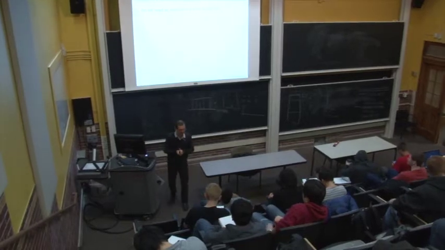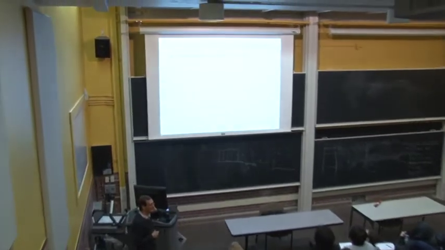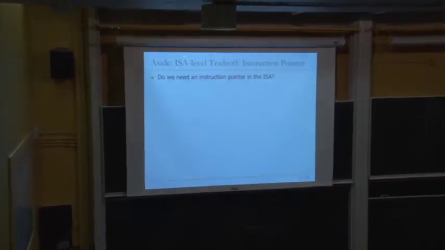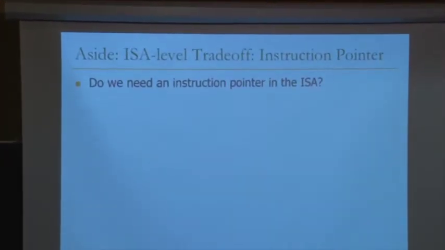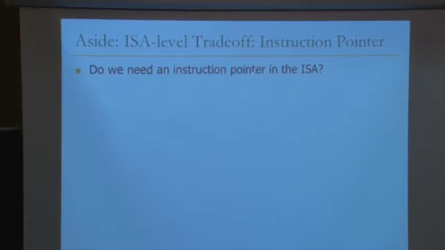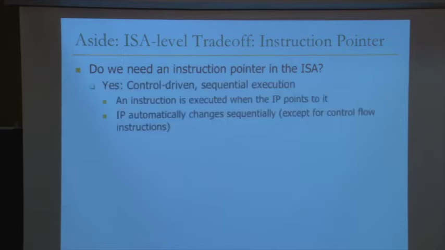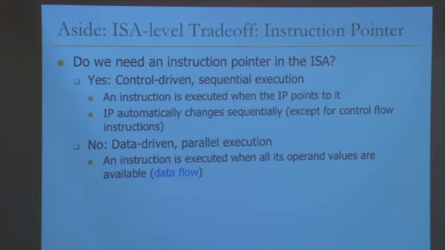OK, hopefully this was interesting. Now you've learned the first trade-off that I wanted to cover. This was a trade-off, right? At the ISA level, instruction set architecture level, do we do control flow, von Neumann, or data flow? Or put another way, do we need an instruction pointer in the ISA? If your answer is yes, automatically you're a control-driven sequential execution von Neumann computer, right? And we already discussed what that means. If your answer is no, at least one way of designing such a computer is data-driven parallel execution, right?